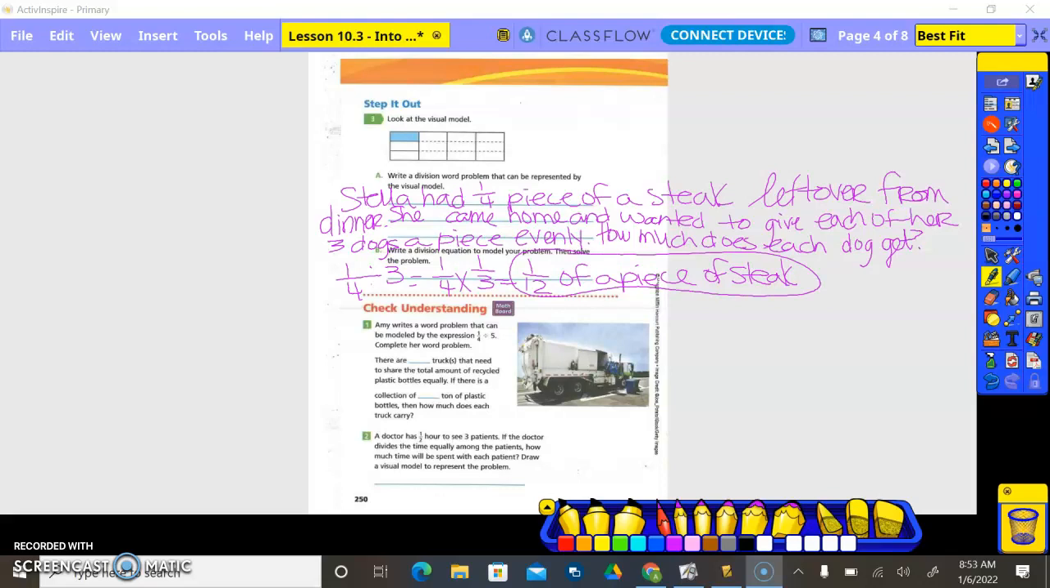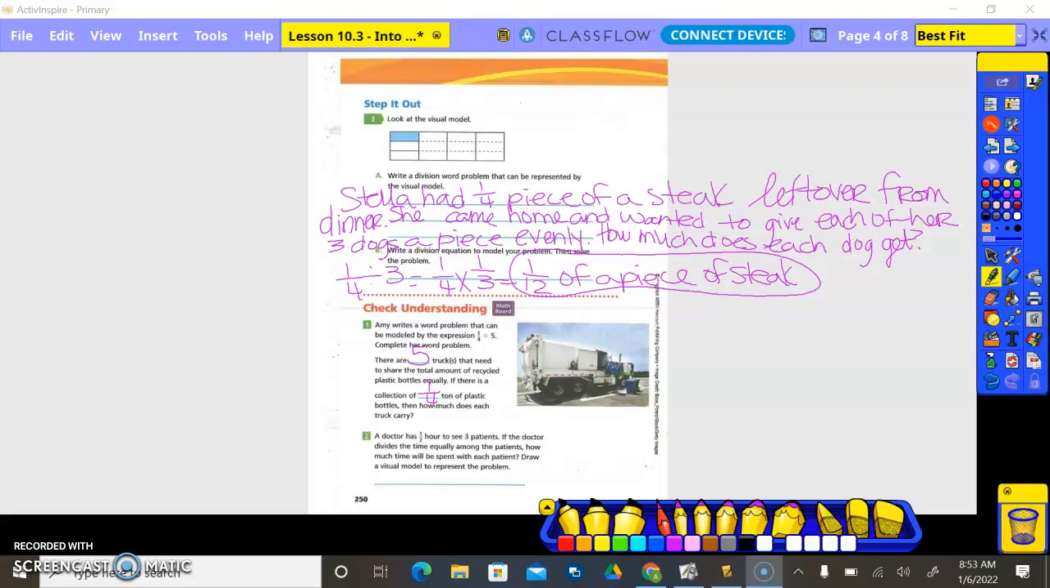Check understanding. Amy writes a word problem that can be modeled by the expression 1/4 divided by 5. Complete her word problem. There are blank trucks that need to share the total amount of recycled plastic bottles equally. If there is a collection of blank ton of plastic bottles, how much does each truck carry? So can we divide a truck into pieces and have it work still? No, so we need that to be our whole number, right? So 5 and then 1/4 here, right?